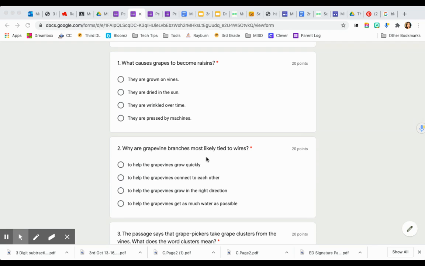Number 1. What causes grapes to become raisins? A. They are grown on vines. B. They are dried in the sun. C. They are wrinkled over time. D. They are pressed by machines. Remember, the question is what causes grapes to become raisins? Look for that answer in the story. Choose your answer.